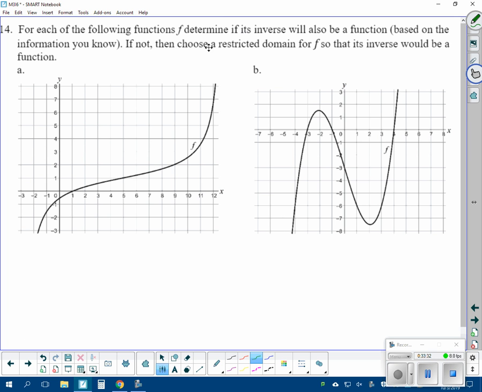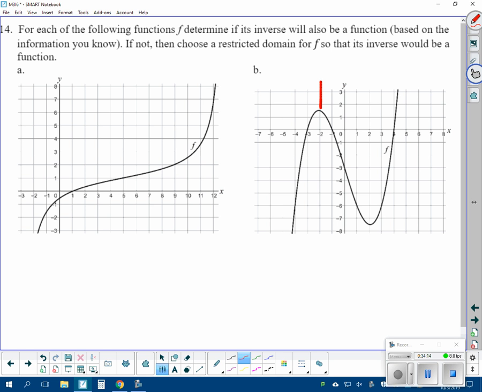Okay. All right, so for each of these two graphs, first of all, is it a function? Yes. Is it a one-to-one function? Does it pass the horizontal line test? Absolutely. So is its inverse going to be a function? Yes. Everybody good with that? Okay. Part B, is it a function? Yes. Is it a one-to-one function? No. So is the inverse of this function going to be a function? No. What could we limit the domain or restrict the domain to be so the inverse would be a function?